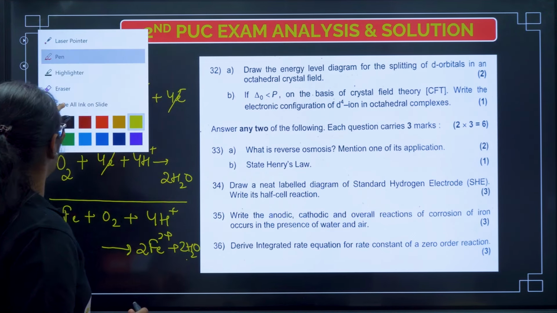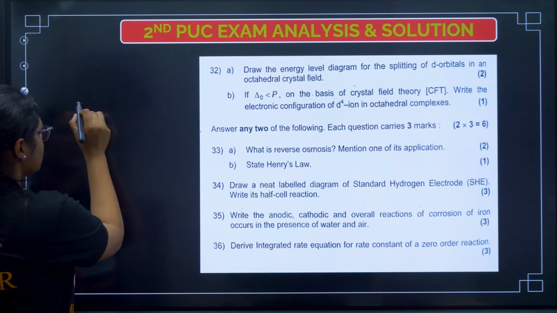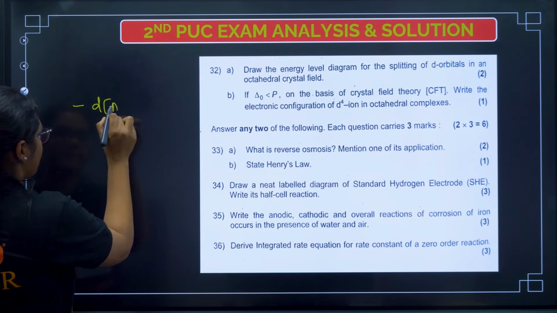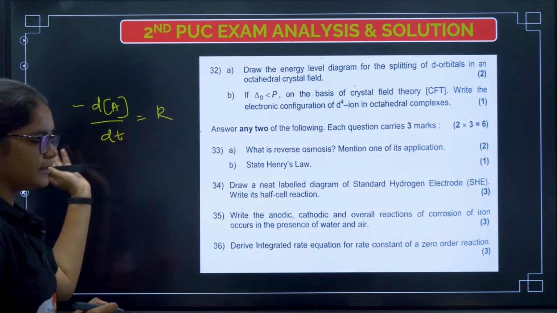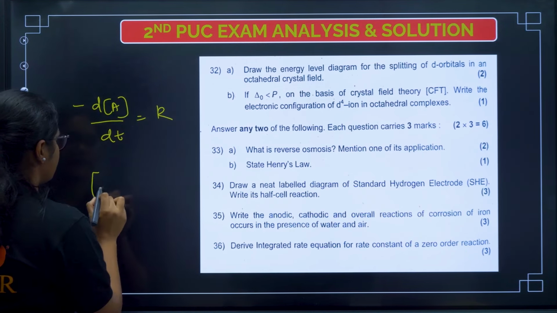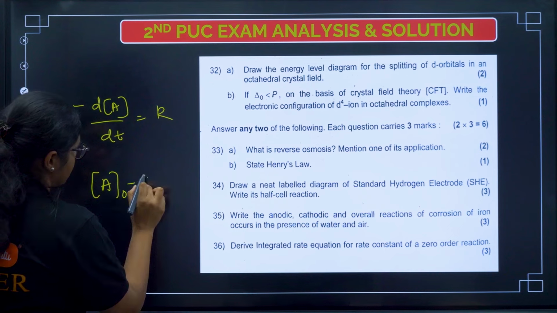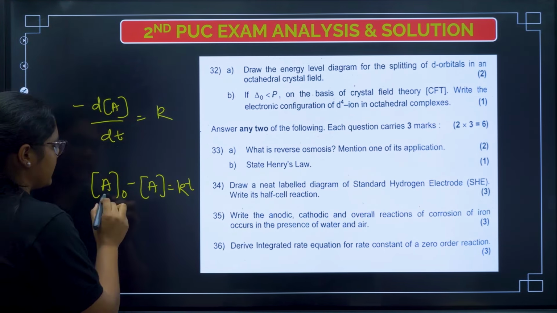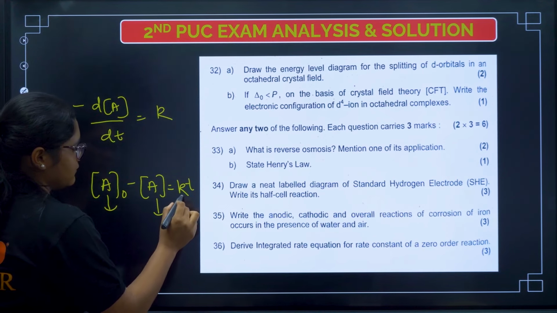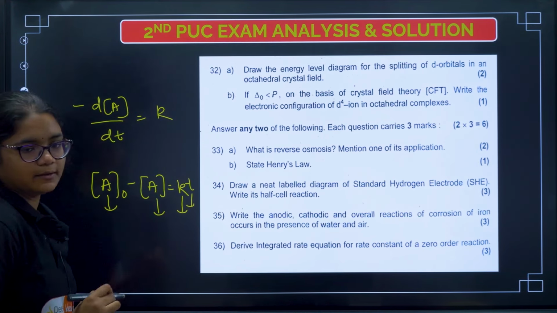Okay, next, integration, derivation of 0th order, you have to derive it. So this is again an easy one. You can just start with minus dA by dt is equal to K. Okay, then you integrate on both sides and finally we will get the equation A naught minus A is equal to KT. So here you have to write the terms: what is A naught, what is A, what is K and T. The terms should be mentioned.